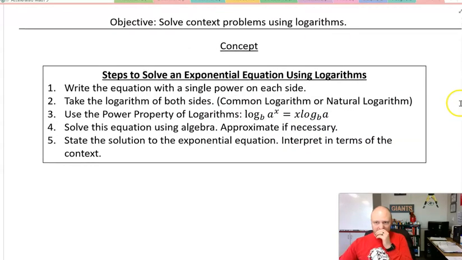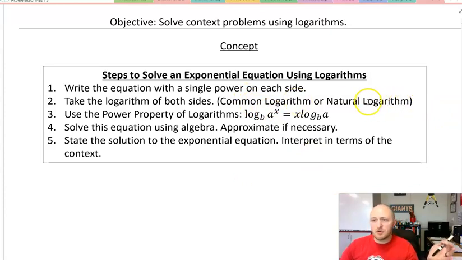Okay, steps in order to solve an exponential equation. What you're going to do first is you need to write the equation as a single power on each side. Then you'll go ahead and take a common log or a natural log. It doesn't matter which one you do. Obviously there's times where I want to use the common log if I'm working with an exponential that's base 10, or a natural logarithm if I'm working with an exponential that's base e, but it doesn't matter which one you use.